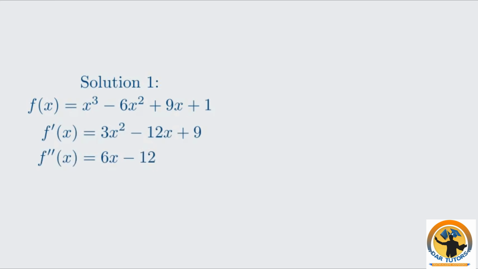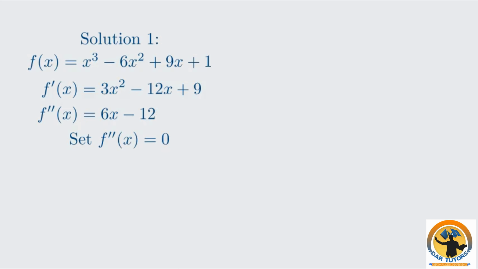Let's go through the solutions. Here's the solution for question 1. We start with the function f of x equals x cubed minus 6x squared plus 9x plus 1. The first derivative is 3x squared minus 12x plus 9. The second derivative is 6x minus 12.